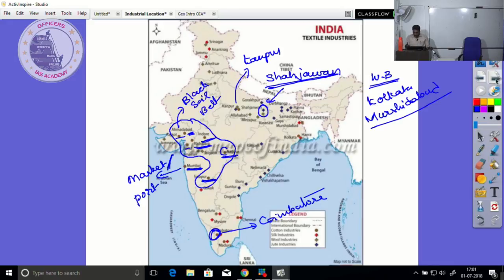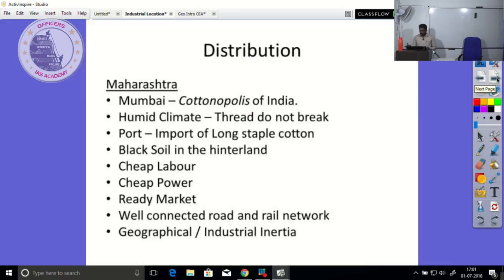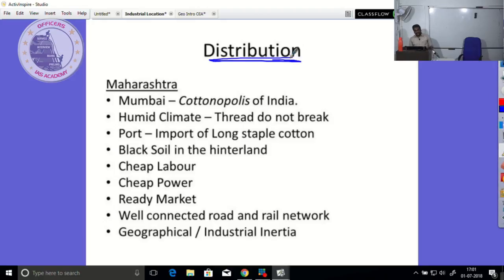Right, sir. Now, when I talk about the distribution, the same names we have taken, we will also assess why exactly it has facilitated Maharashtra and so on. When I talk about Maharashtra, the concentration in Maharashtra, one, we know that Mumbai, as I said, is called the cottonopolis of India. Right. Other geographical factors which have determined the locational aspect of Mumbai, let us understand, sir.